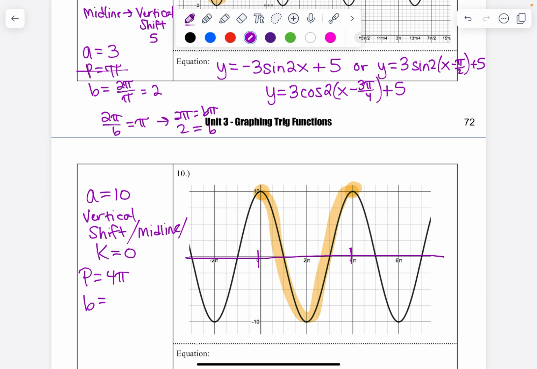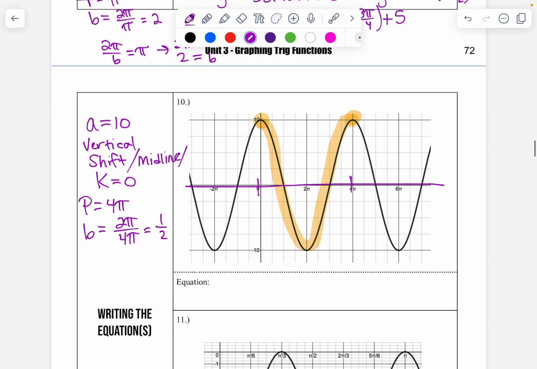So then our b value is going to be 2 pi divided by the period, which is 4 pi. And so we're going to get 1/2 for the b value that goes into our equation. Since we're starting on a high like that, we'll think of it as a cosine function. So amplitude times the cosine, b value, and then x minus h. But since we don't need a phase shift, we'll just have x. And then there's no vertical shift, so we don't need a k value either.